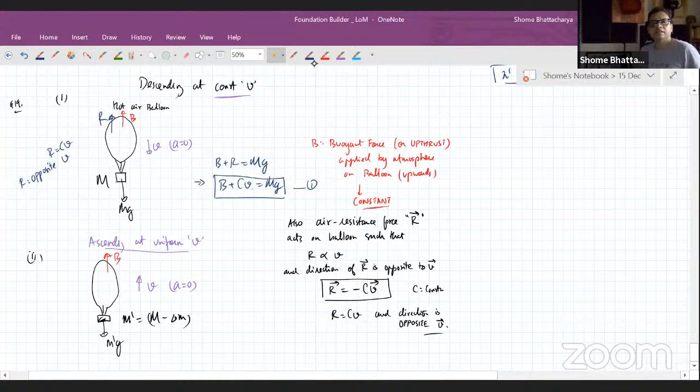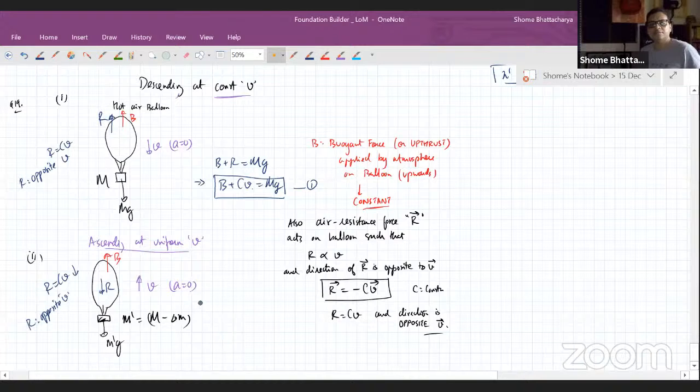Okay, and the air resistance force, what will its direction be now? It will be downwards. This r will be cv downwards because r is opposite to v. So now v is upwards, so r is downwards.